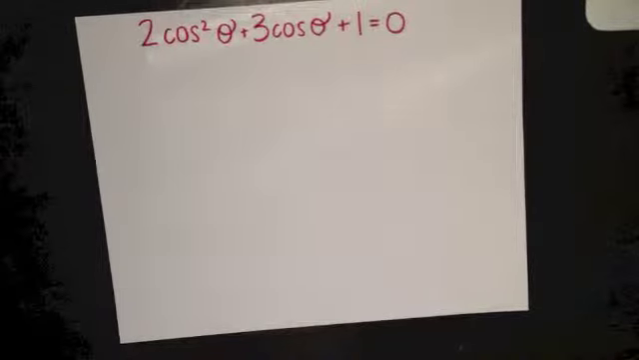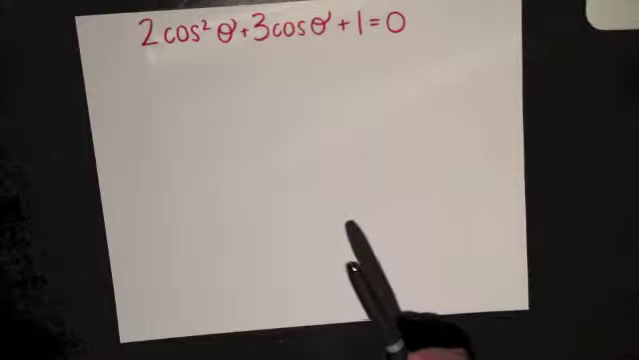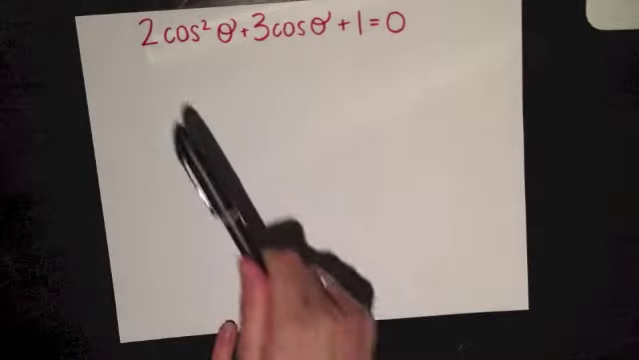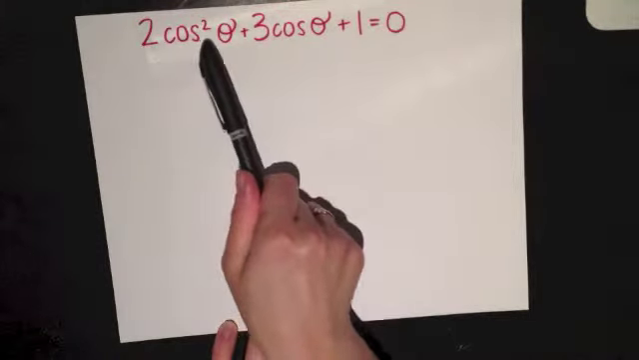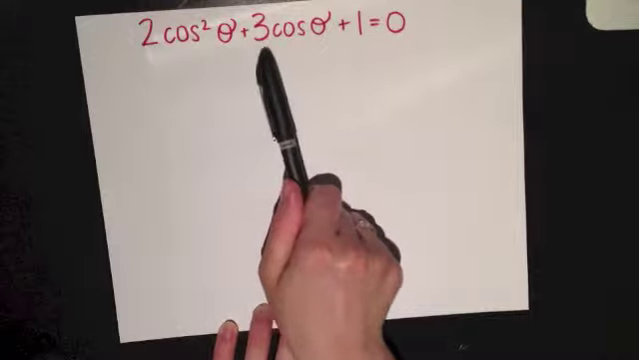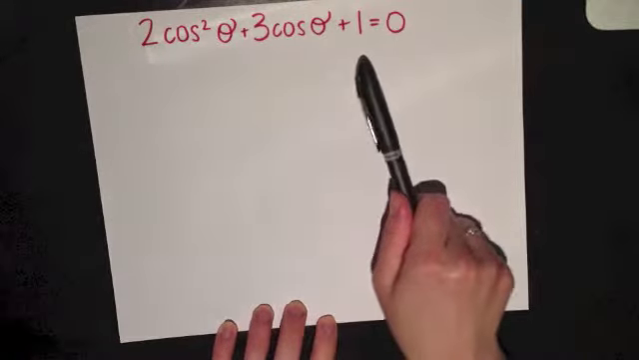Hello, my name is Colette Bogart, and today I'm going to show you how to solve the trigonometric equation 2 cos squared of theta plus 3 cosine theta plus 1 equals 0.